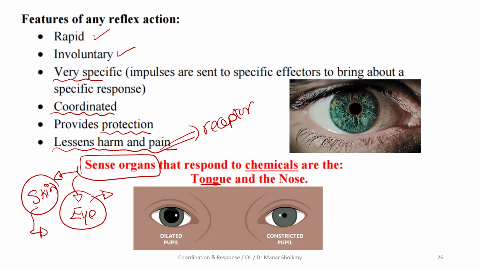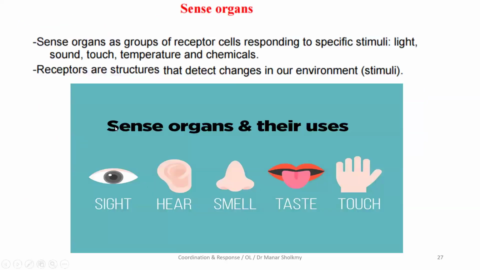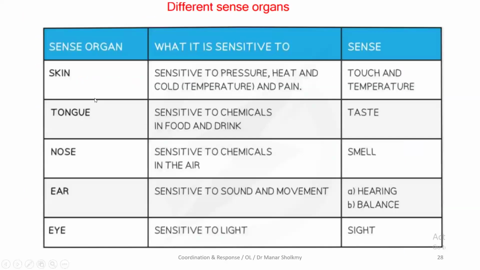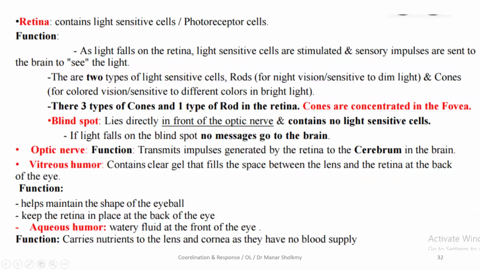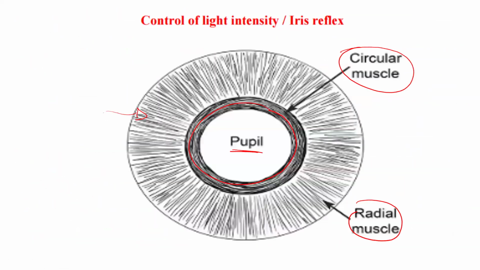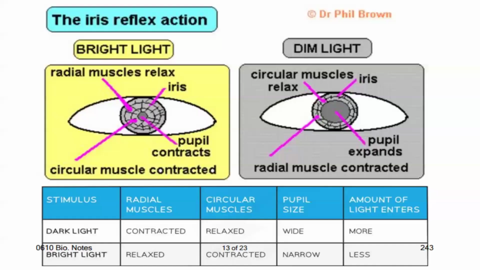In your tongue and in your nose, you have chemical receptors that detect smell and taste. Okay, I think this is very easy. We revised skin, tongue, nose. I think you don't even need a biology class to know that your ear has sound receptors and your eye has light receptors. Okay, we discussed the eye, we discussed everything. Nothing is missing. This is finished.